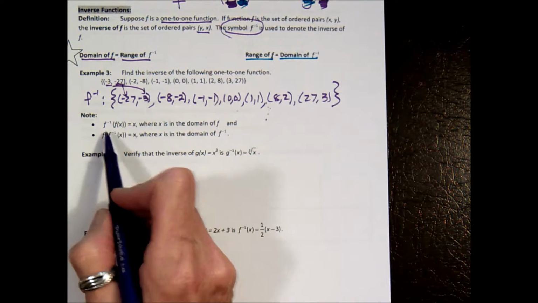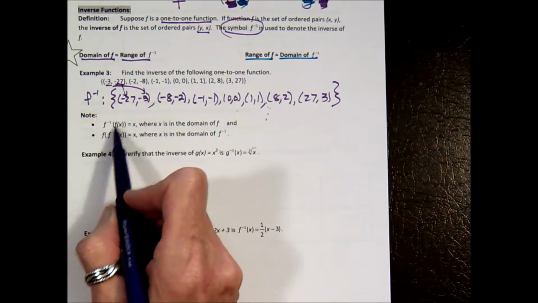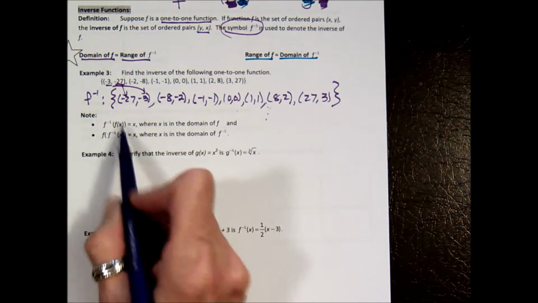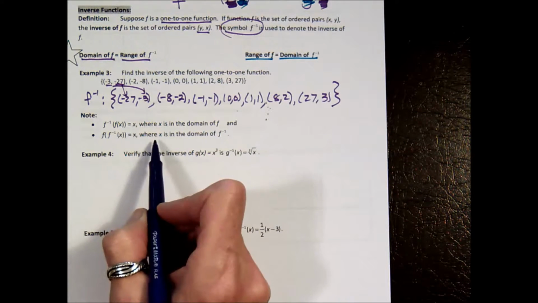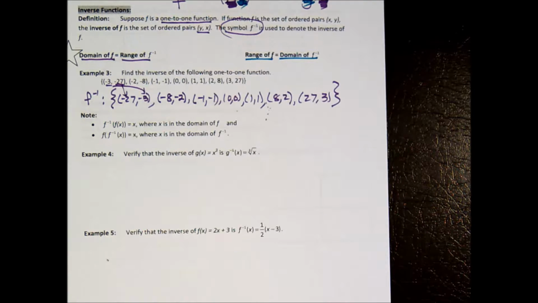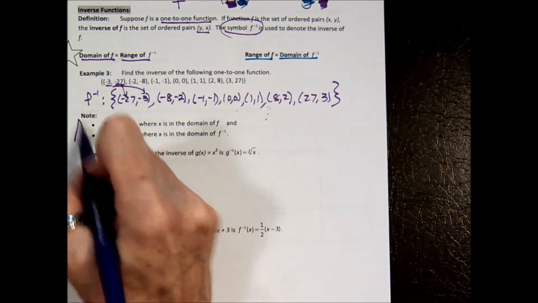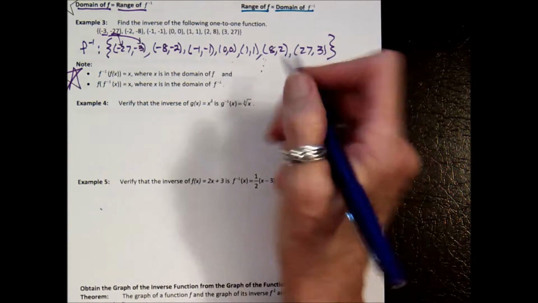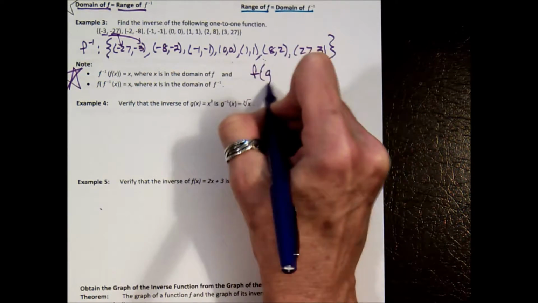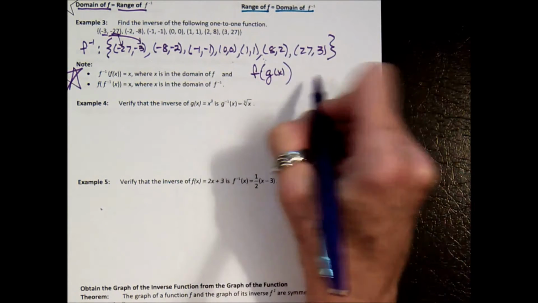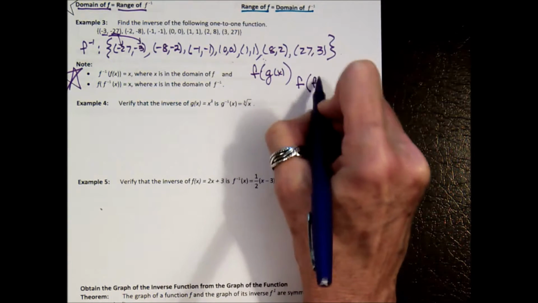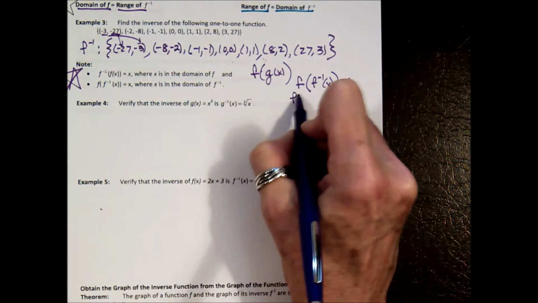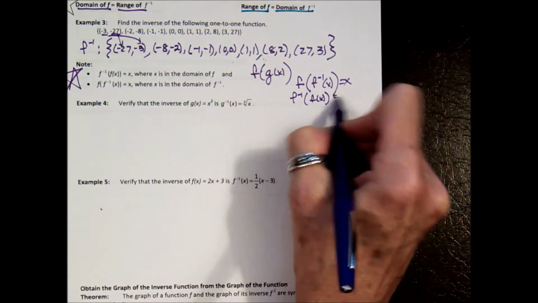It says here that f of f inverse of x is x, and the composite function of f inverse and f is x. Now this is confusing, so I want to do an example to kind of show you what this actually means, because this is actually really important. Remember in another section we did composite functions. We would do f of g of x. Well, what we're saying here is if you do f of f inverse of x, you will get x. And if you do f inverse of f of x, you will also get x.